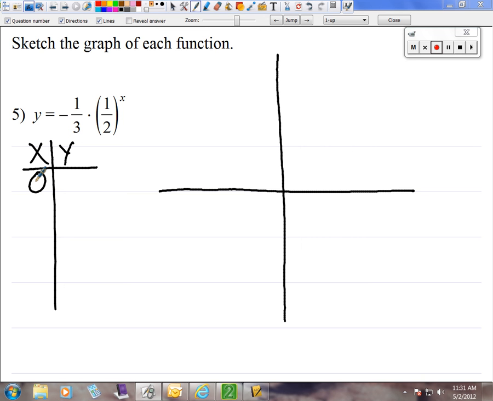Let's just see if we're on the right track. What did you get for the 0 value of x? Yes, negative 1/3. Because it makes this 1, doesn't it? Negative 1/3 times 1 is negative 1/3.